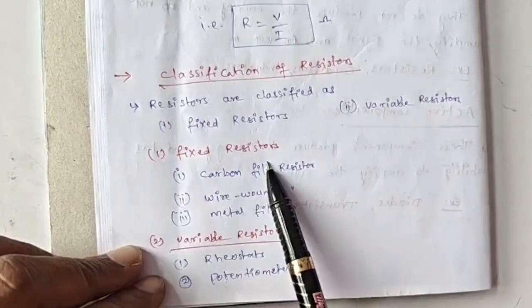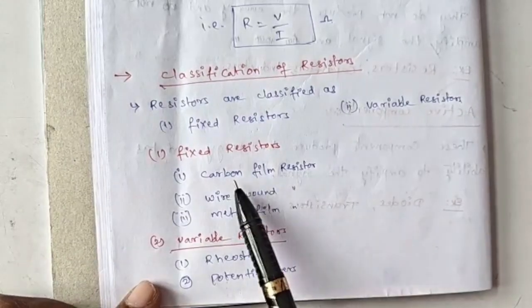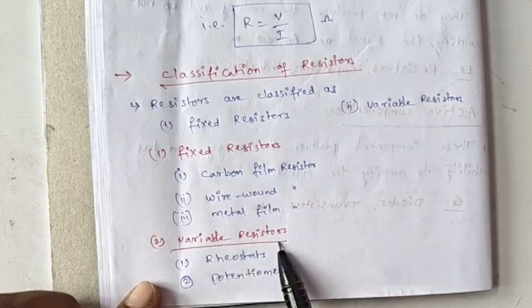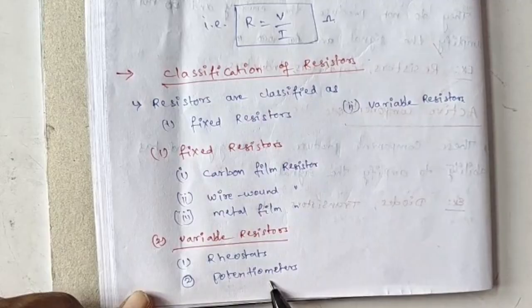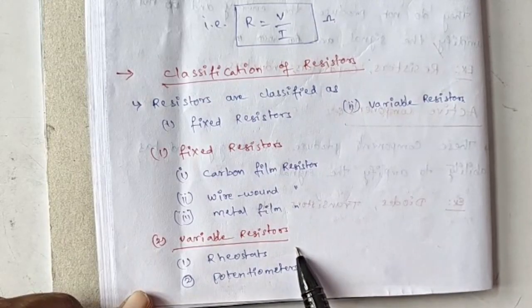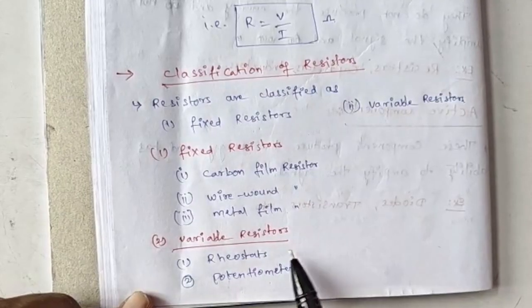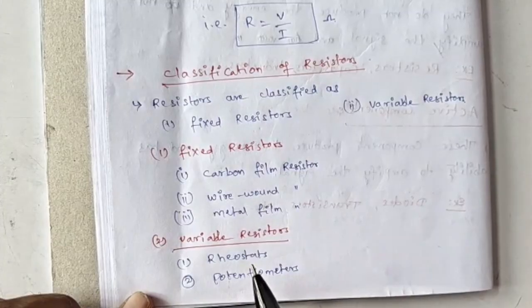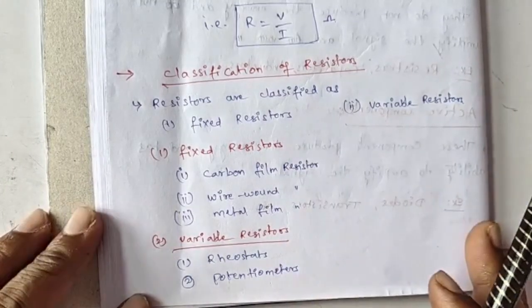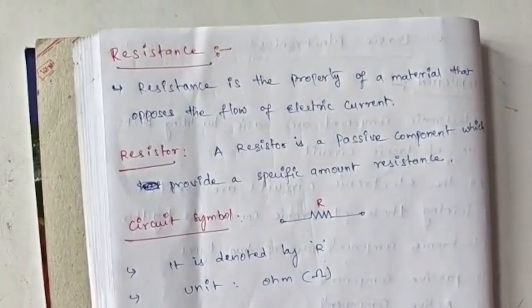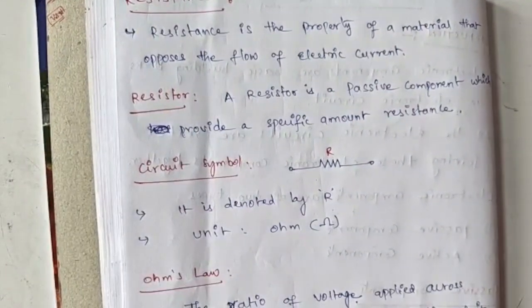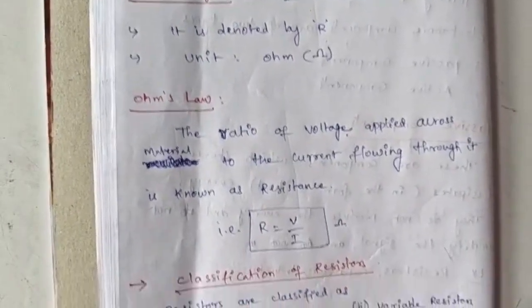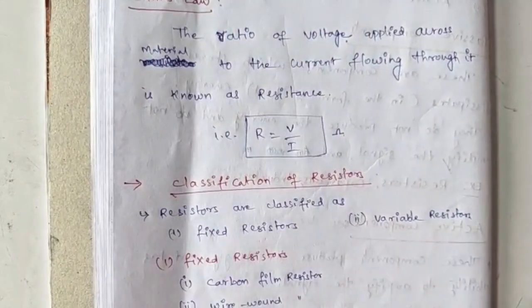Under fixed resistors there are three different types: carbon film resistor, wire wound resistor, and metal film resistor. Under variable resistors there are two different types: rheostats and potentiometers. Normally we use these rheostats in the basic electronics lab. I can show it in the lab. By varying the knob on the rheostat, we can change the resistance value. These are the classifications of resistors. So we must know what resistance is, what a resistor is, its circuit symbol, its unit, the definition from Ohm's law, and the different types of resistors. Okay, thank you.